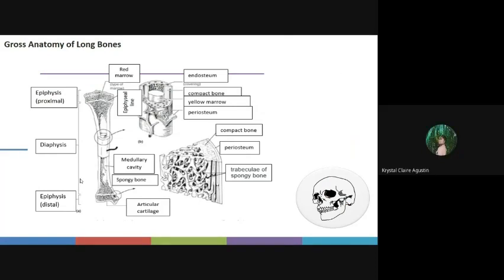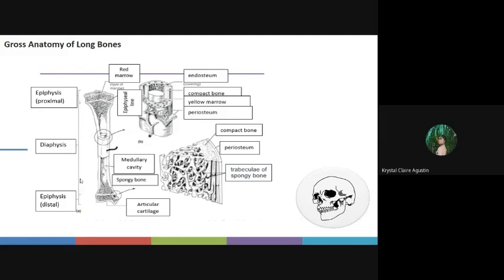Now let's move on to the gross anatomy of long bones. Gross anatomy tackles the gross structure of a long bone. Bone has a dense outer layer, the external layer, which is called compact bone. The internal layer is called spongy bone or trabecular bone. A long bone is characterized by being longer than wide, so it is named for its elongated shape.